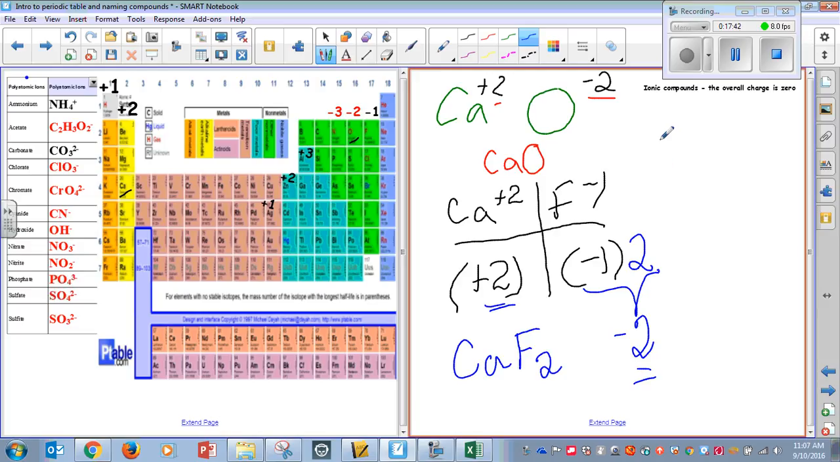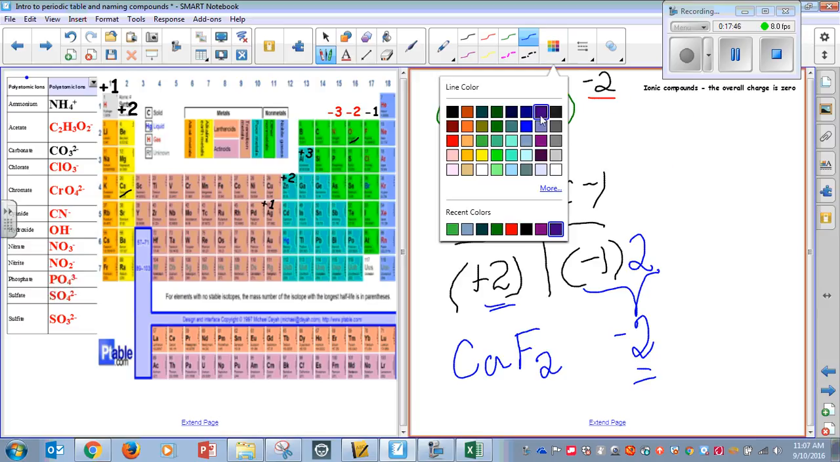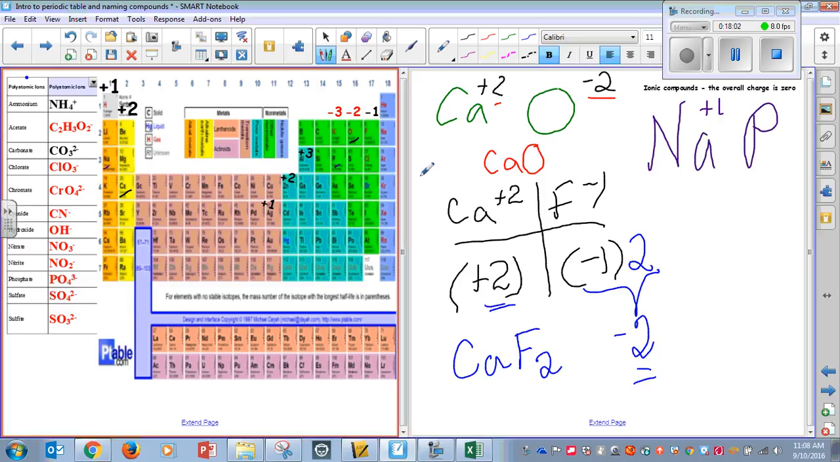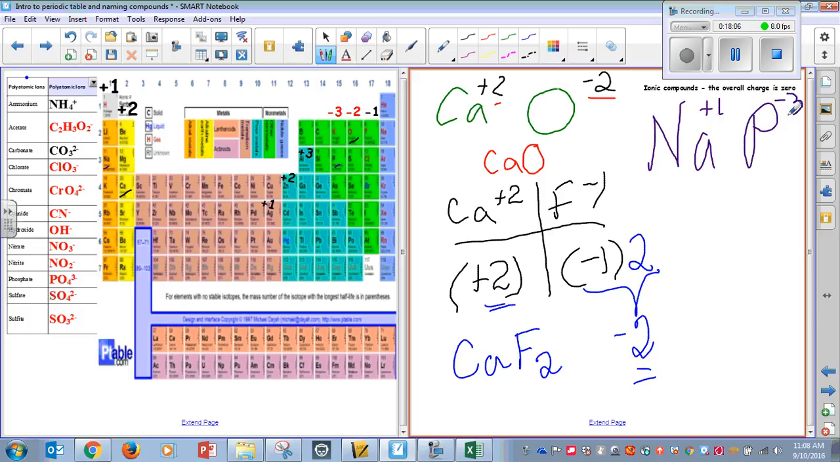Let's try another one. What if I wanted to bond sodium with phosphorus? Sodium is in group 1. That means it has a +1 charge. The phosphide ion is in group 15, so it has a charge of -3.